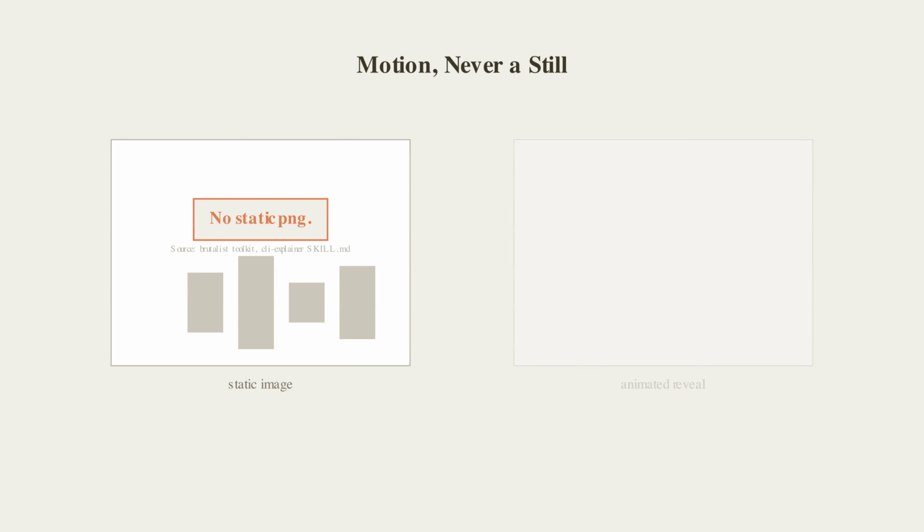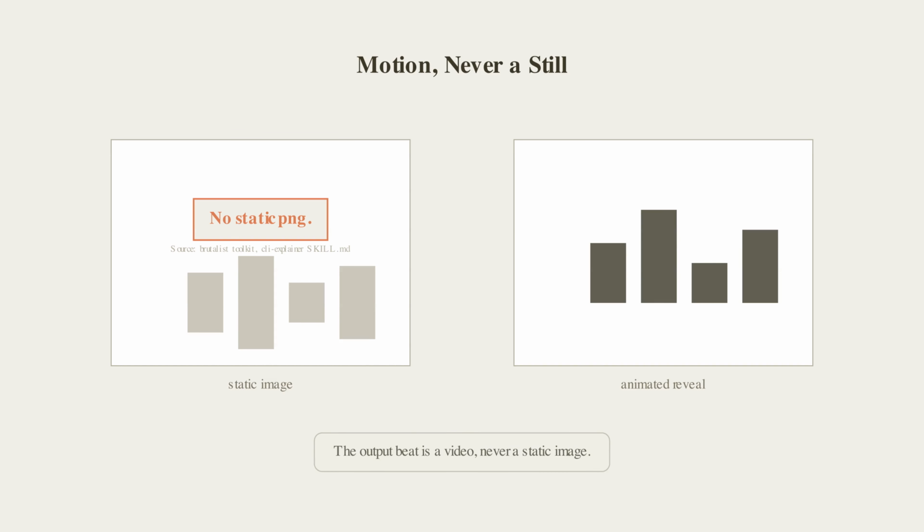Act 4, the third law governs the output slot, and it has exactly 1 rule. The output beat is a video, never a static image. Watch the failure mode: a finished chart pasted in as a frame, rejected. The same chart drawing itself on, legal.